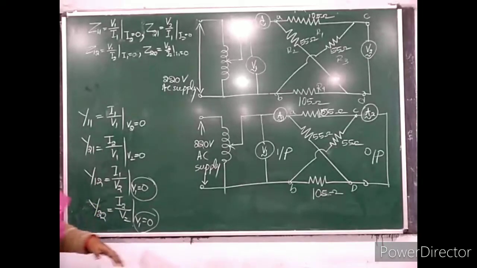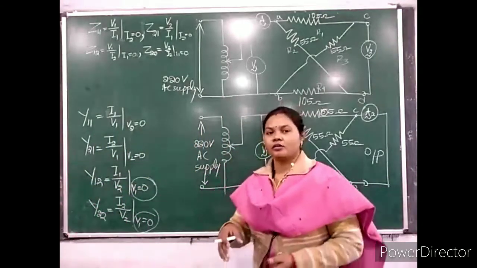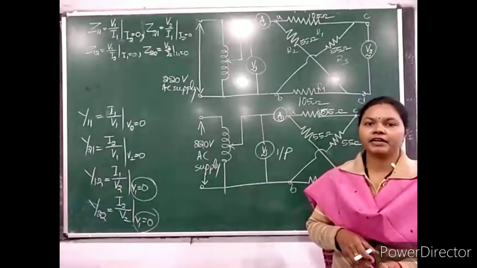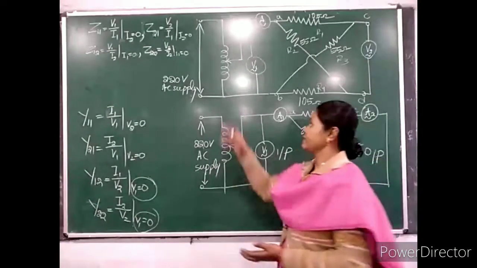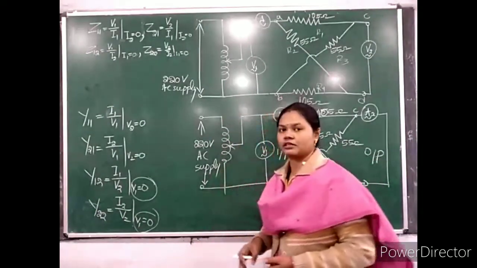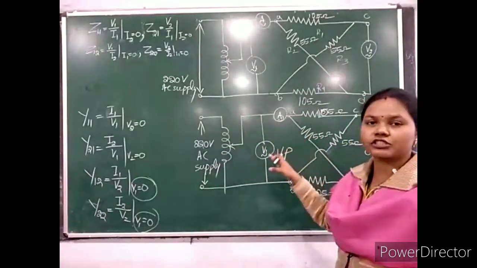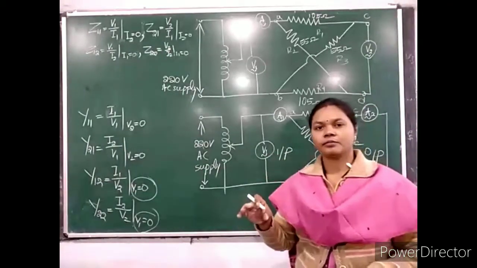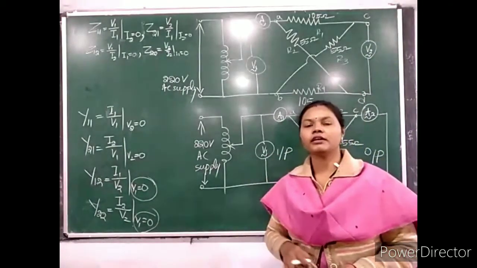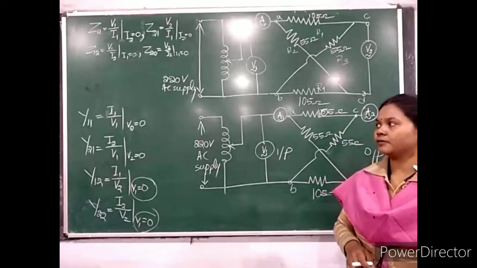So here student, what precautions are to be taken during the experiment? Before starting the experiment or switching on the supply, you ensure that this variac is at the minimum position. The variac is at minimum position. All connections should be tight. After ensuring these points, you start your experiment. So let us start the experiment part.